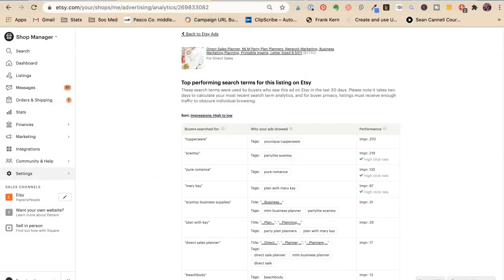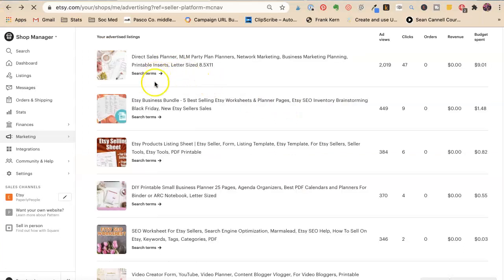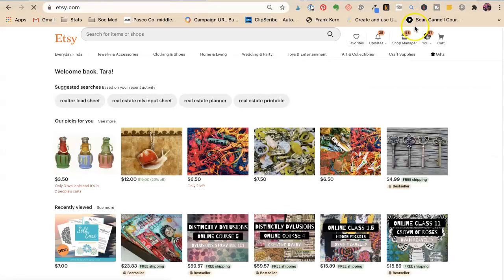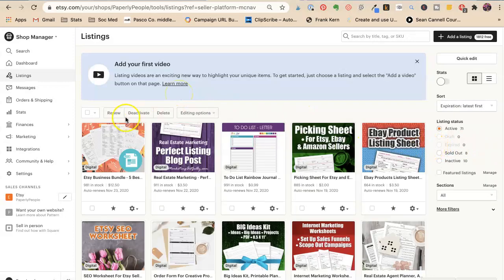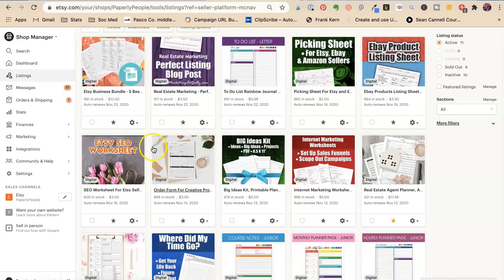Anyways, knowing these keywords can really help you, especially for the individual ones. So what does that tell me, right? Because you guys need to know what that means. So what do I do with that? Okay, so I'm going to look at my direct sales planner. So I'm going to go to my listings. I'm going to go to my direct sales. That sucker's been selling. I've sold like two of those in the last day.